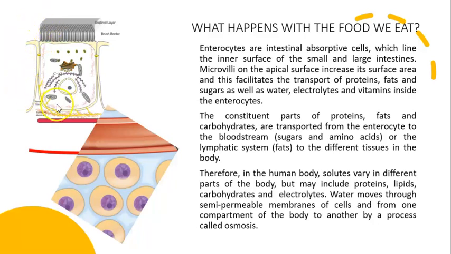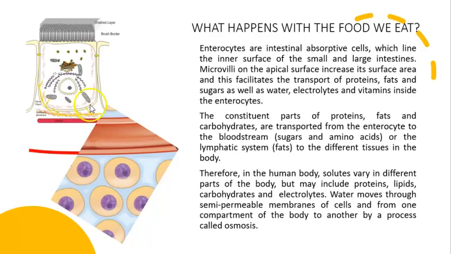So right here you have an enterocyte, and this is going to be the villi. And then the food, in this case, proteins and lipids and carbohydrates, are going to be absorbed, and they will go inside the enterocyte. The constituent parts of these proteins and fats and carbohydrates, in other words, the building blocks of these proteins and fats, are going to be transported from the enterocyte into the bloodstream, if they are sugars and amino acids, or into the lymphatic system if they are fats. From there, into the different tissues that we're going to have in the body.